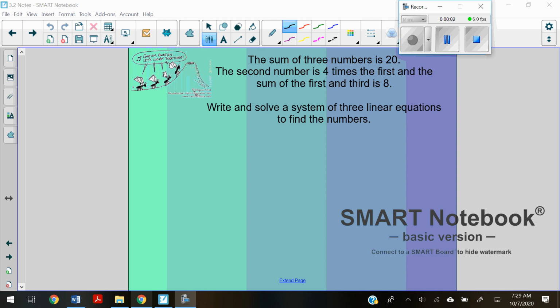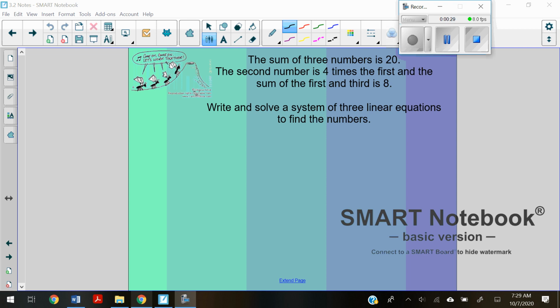All right, ladies and gentlemen, let's go ahead and finish up these 3 word problems here in 3.2. So today's first one is number 2 on the back side of your note sheet. It says the sum of 3 numbers is 20. The second number is 4 times the first, and the sum of the first and the third is 8. Write and solve a system of linear equations to find the numbers.